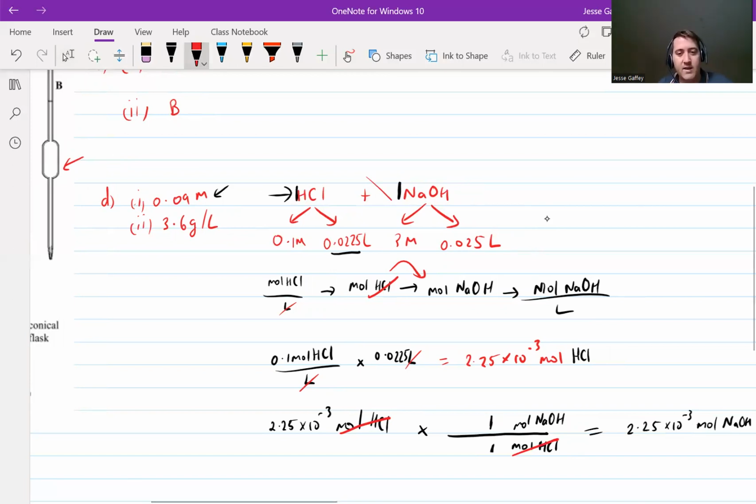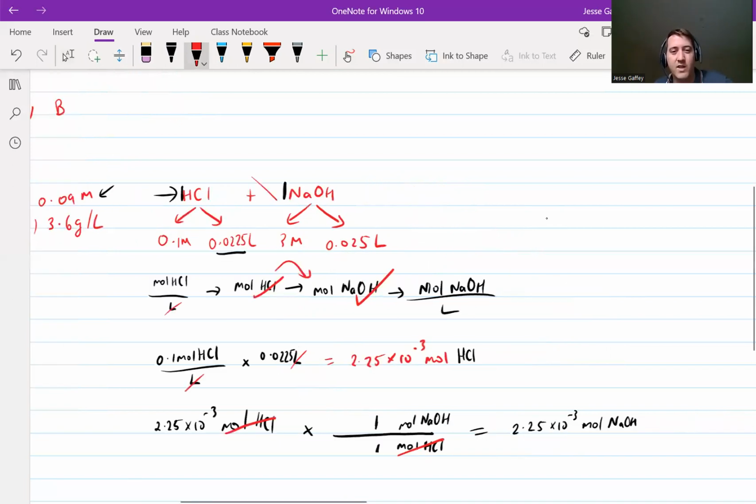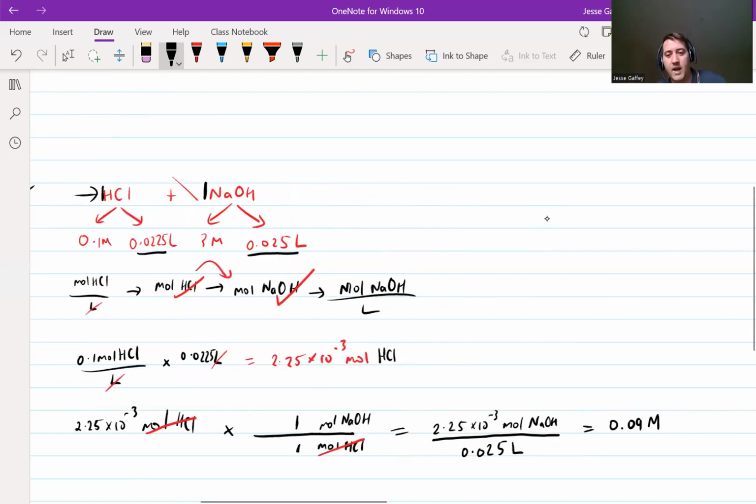I've calculated this, and I need to now find out what was the molarity of that. This is the amount of moles per titration, but this wasn't in 1 liter. This was in a different amount of liters. So I'm going to put liters in the denominator and write down how many liters I was using. So it was 0.025 liters. That gives me 0.09 molar. And of course, this is NaOH.